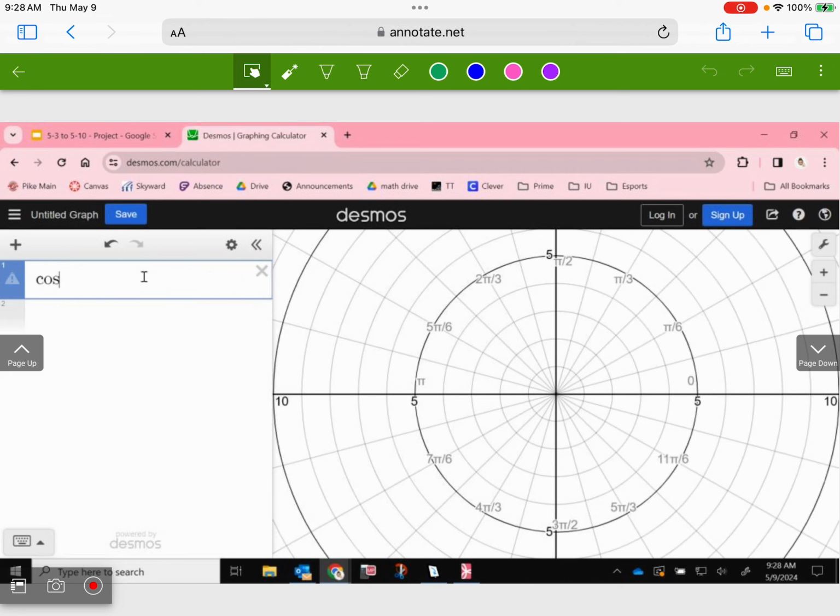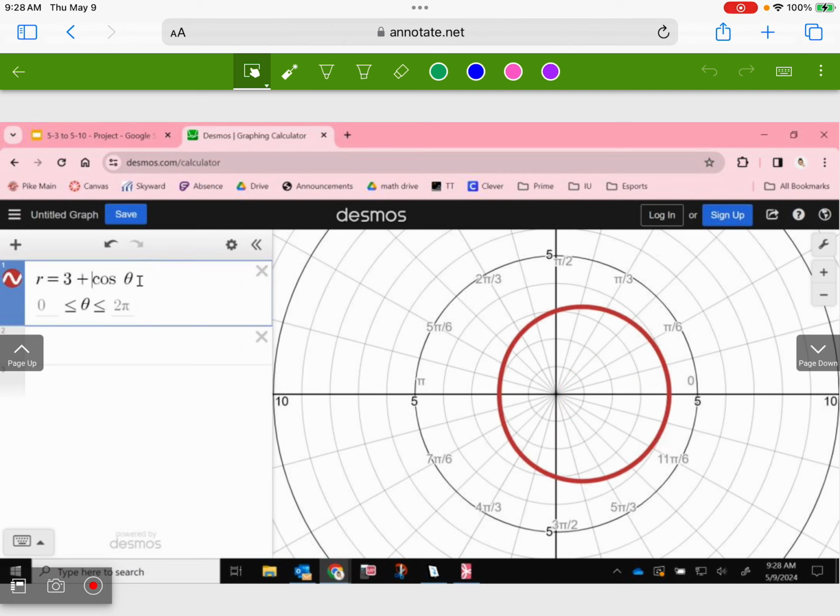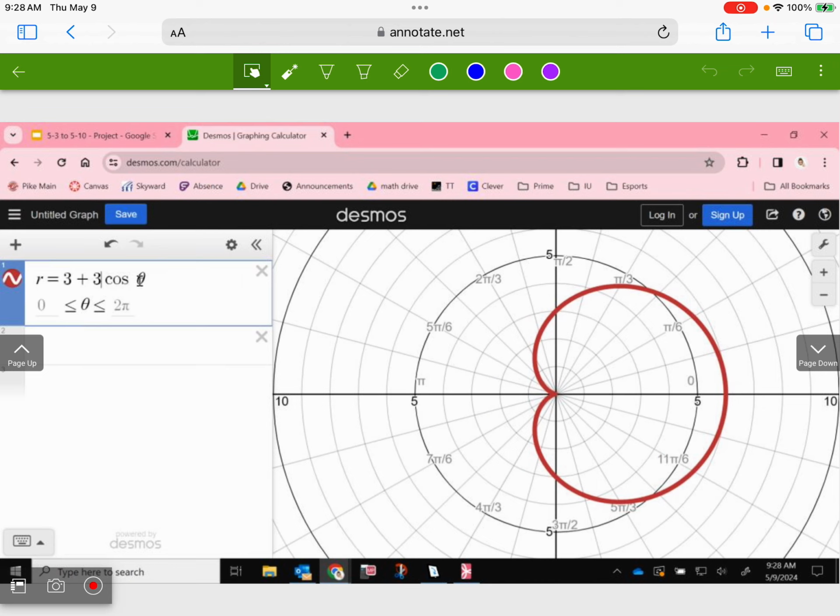So if I just put in cosine of x, it puts it on top of there, super gross. But if I say R equals cosine of theta, it gives us our circle. I can go 2 theta and make us our flower. I could go 3 cosine and make a big circle. 3 plus cosine, there we got our limacon.